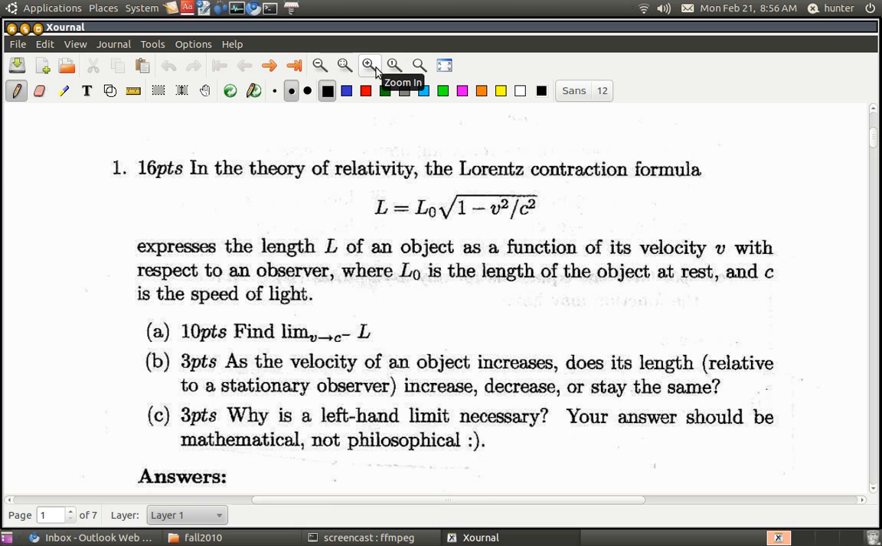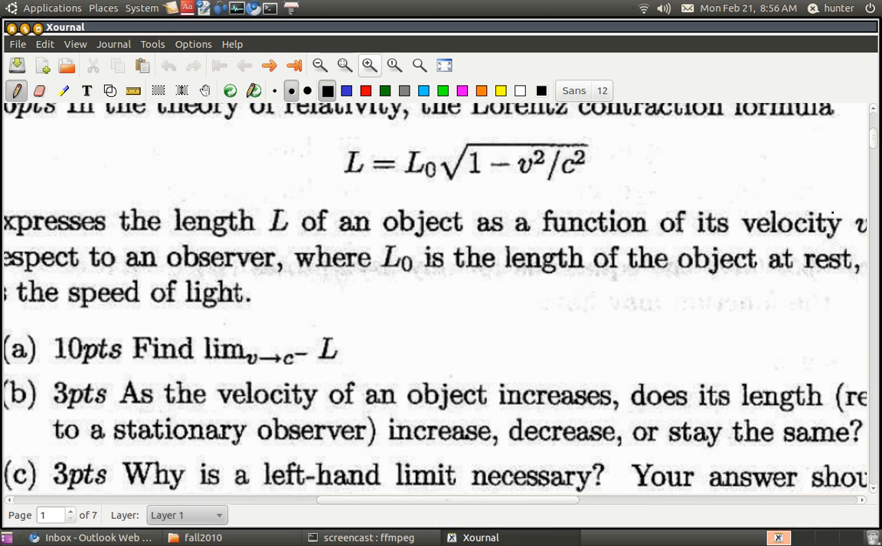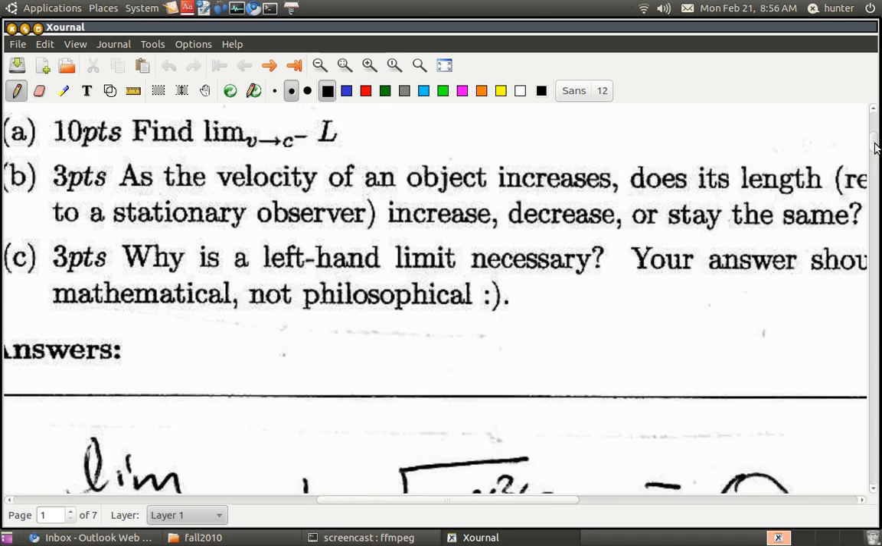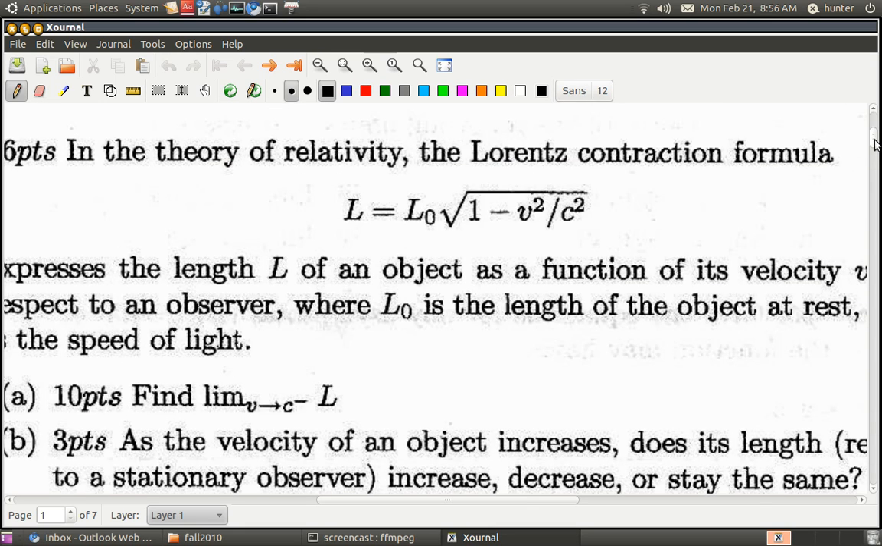You're just analyzing this formula here, which describes how the length of an object changes as its speed approaches the speed of light. And I think what a lot of people found confusing about it is that it contains a lot of constants. So this L0 here is just the original length of the object, and c is the speed of light. So this is the speed of light squared.